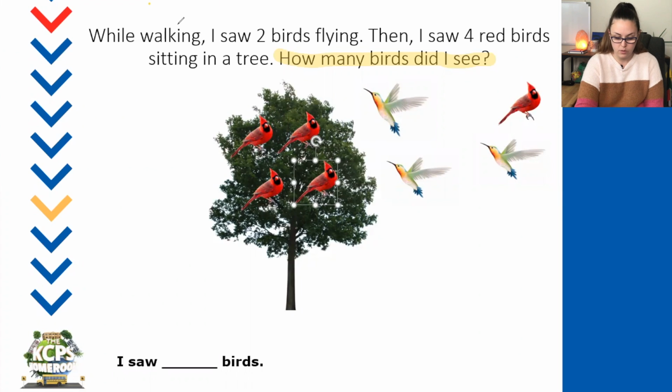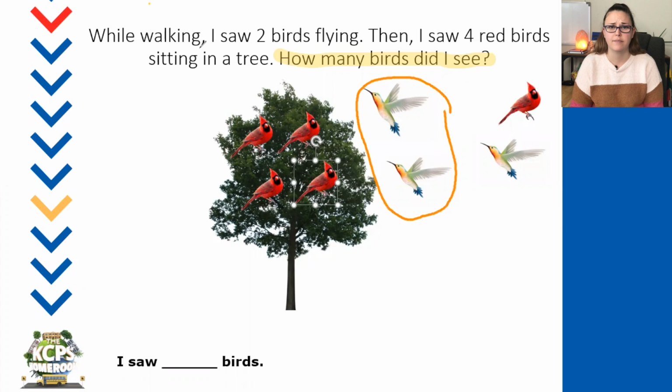Now the next thing we have to do is we have to count and we have to add. So the first thing I'm going to count is this group of birds that are flying. How many birds are flying? I see one bird flying and two birds flying. So down here, I'm going to write 2. That's how many birds are flying. And then I'm going to write an addition sign. Addition sign means we're going to put them together, okay?